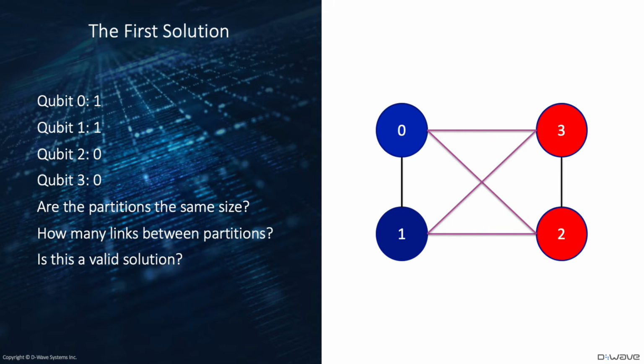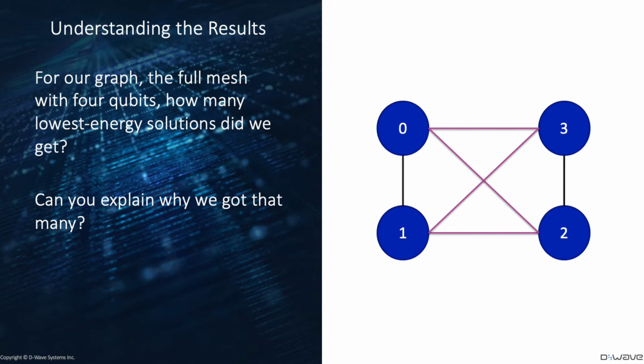Are the partitions the same size? Yes. How many links between the partitions? 4. Is this a valid solution? It looks like it is to me, right? Because the partitions are the same size, and given the connectivity of this particular graph, I don't think there's any fewer number that I can get in terms of links between the partitions. So this does look like a valid solution to me.